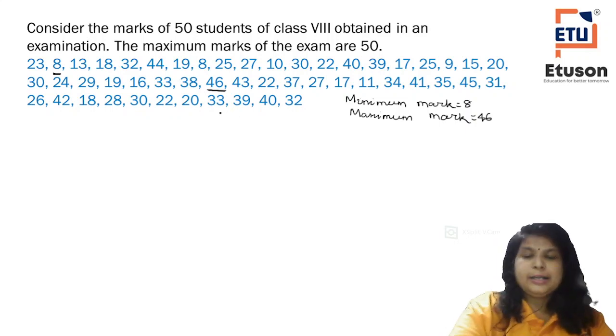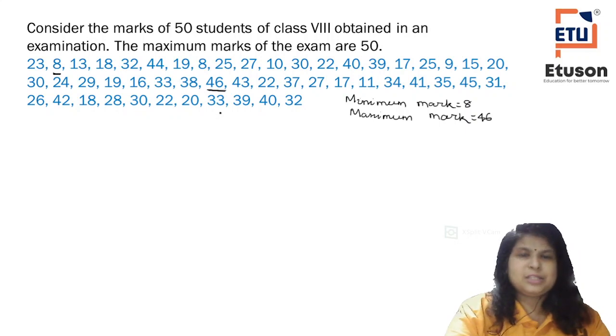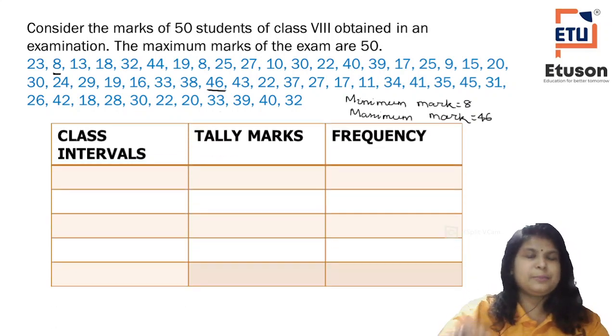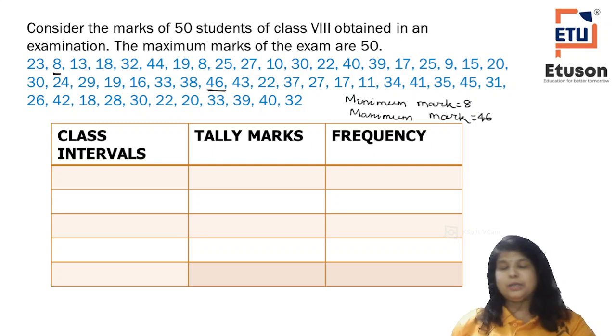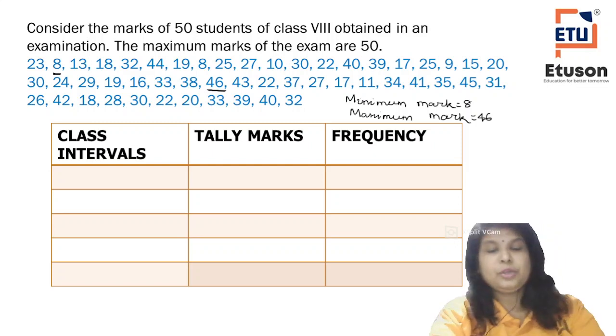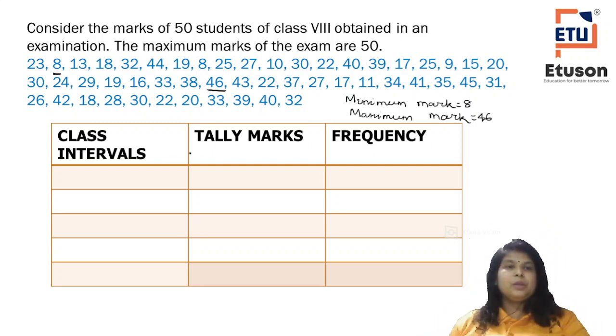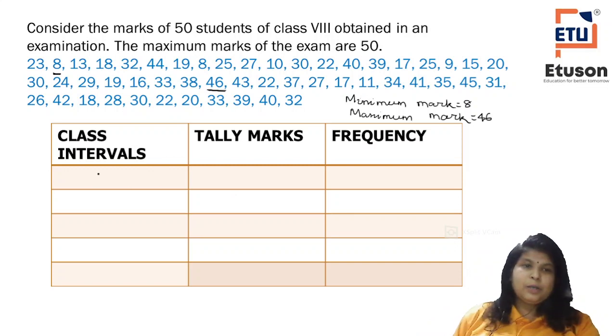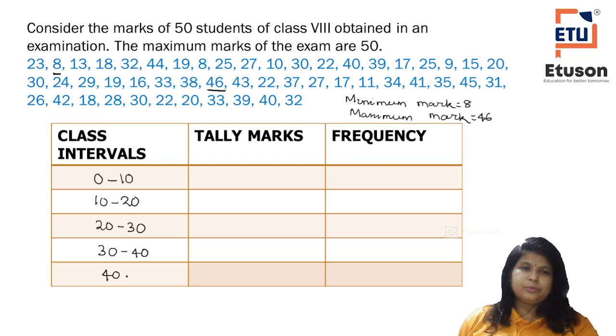So now let us form the frequency distribution table. So this is our frequency distribution table. You remember, while grouping the data, I have shown it to you, right? So in the class interval, what we had decided is 0 to 10, 10 to 20, 20 to 30, 30 to 40, and 40 to 50.